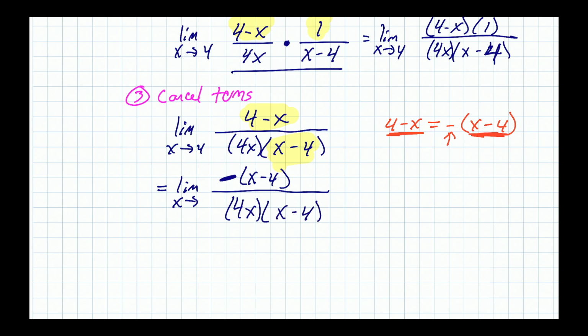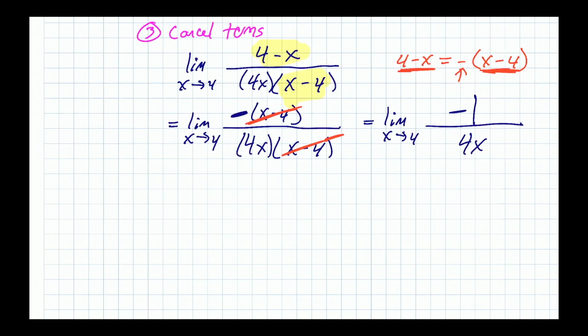Now the top and the bottom match exactly, and you can cancel the x minus 4 with the x minus 4, leaving you with limit x to 4. Well, what happened? In the numerator, the x minus 4 canceled. There's still a negative up there, -1. And in the denominator, we just have 4x. Almost done. Last step, we should be able to evaluate just by plugging in 4.